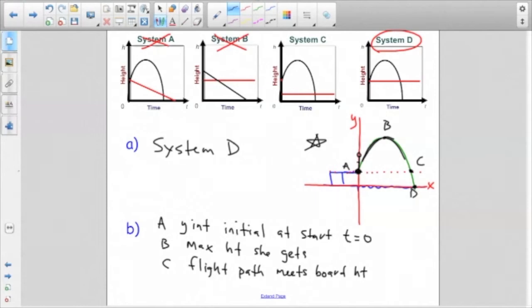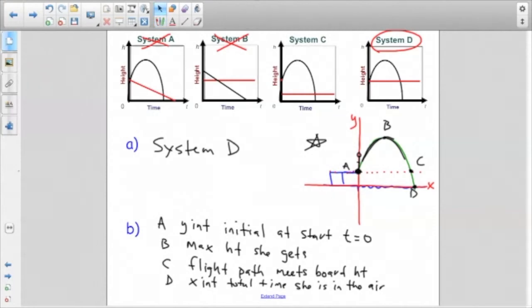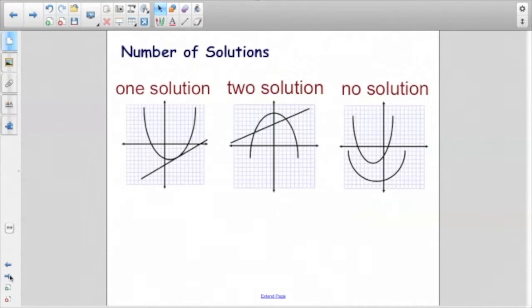And point D, the one down at the bottom there, we know that is the x-intercept, and that is the total time she is in the air, where she splashes into the water. Okay, so that is a scenario.